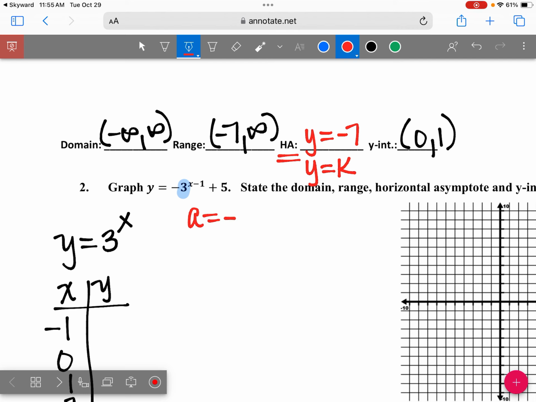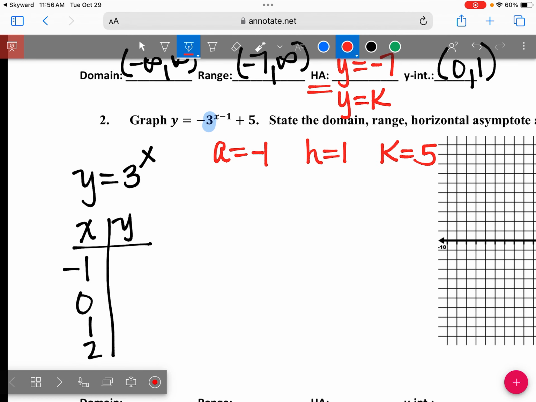A is -1. H, what's H? +1. And what's K? +5. All right, so let's go ahead and fill in our table. Get your 4 y values. And then you will be ready to apply your transformations.